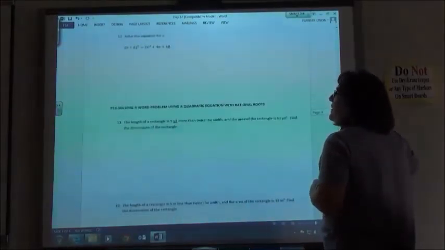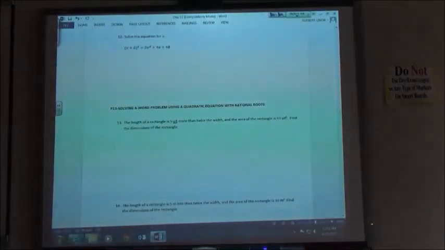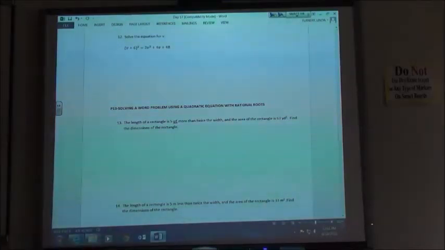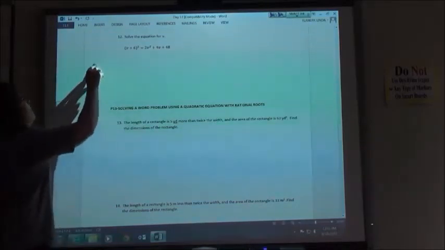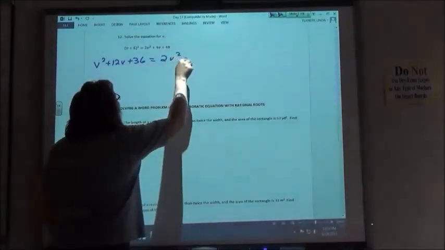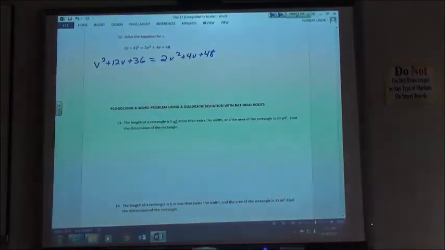Here it goes. So number 12, again, we're solving our equation. First thing I probably want to do is get rid of my parentheses. So if I square my v plus 6, I would get v squared plus 12v plus 36. So v squared plus 12v plus 36 equals 2v squared plus 4v plus 48.